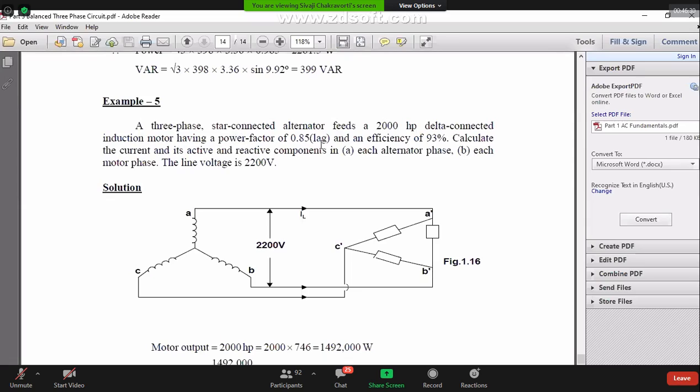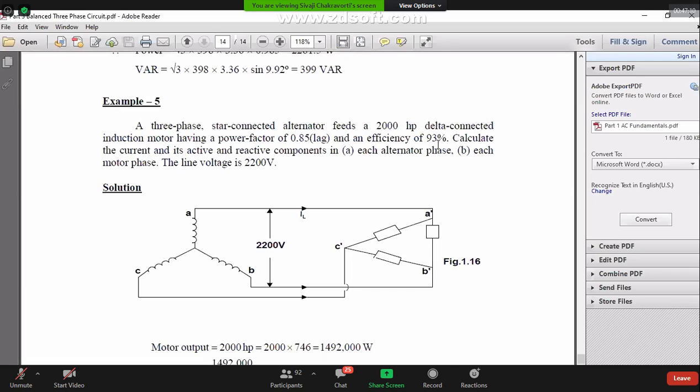This diagram shows that the alternator, that means the AC generator, is a star connected generator. Typically, when we draw the generator, we show it with a coil, we draw the load with a box. This is just a convention, nothing special. So this star connected alternator, with line voltage 2200, 2.2 kV as shown, is connected to this delta connected induction motor. And they are balanced. It is stated that this motor is of rating 2000 HP. Now please remember, this is mechanical power. 2000 HP is mechanical power.